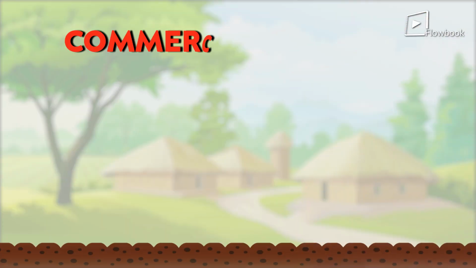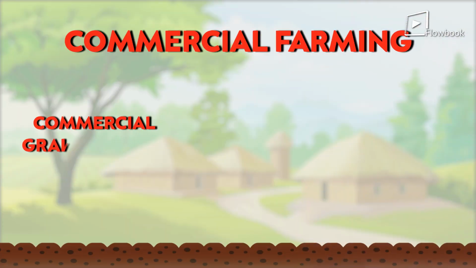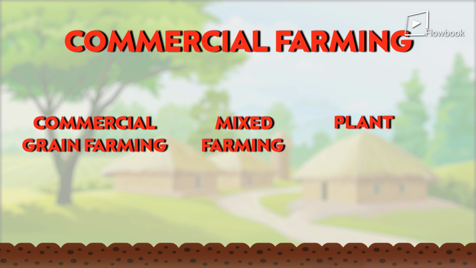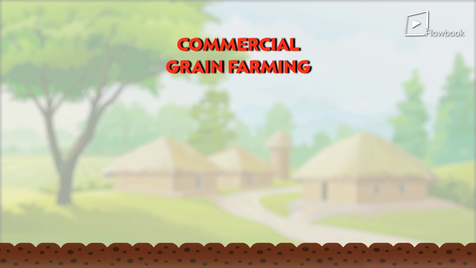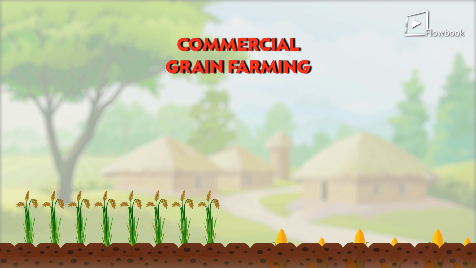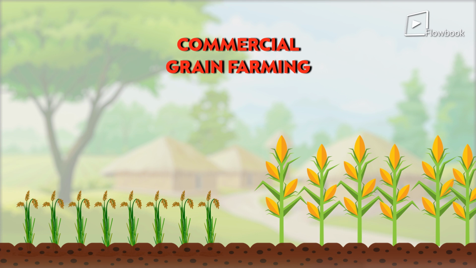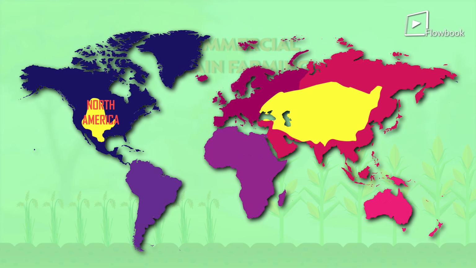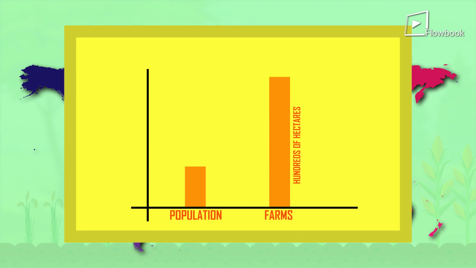The different types of commercial farming are commercial grain farming, mixed farming, and plantation agriculture. In commercial grain farming, crops are grown for commercial purposes. Wheat and maize are common commercially grown grains. This kind of farming is majorly practiced in the temperate grasslands of North America, Europe, and Asia. The population in these areas is very less and the farms are very large. They spread over hundreds of hectares.